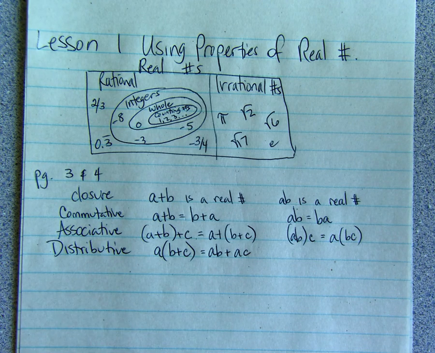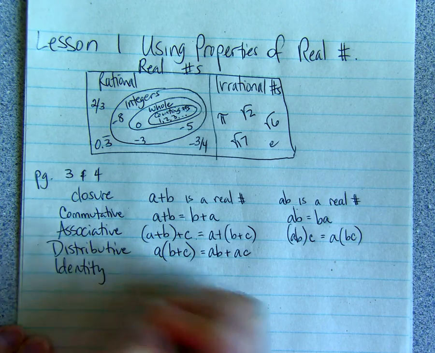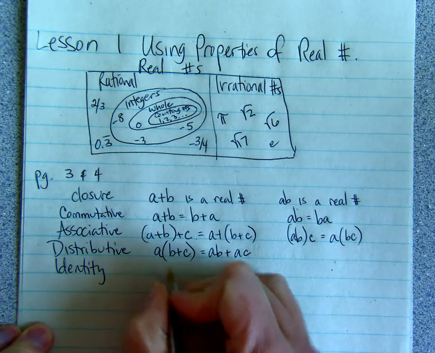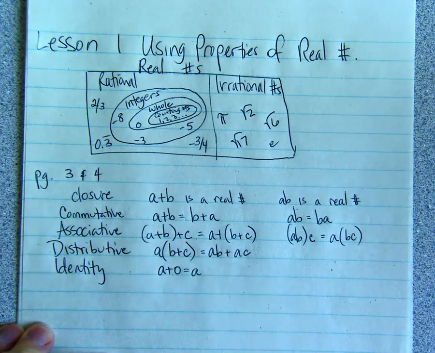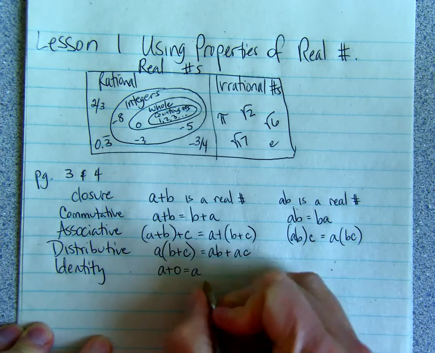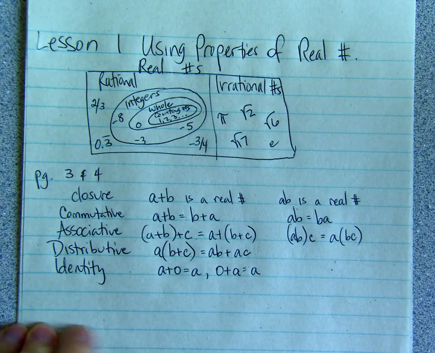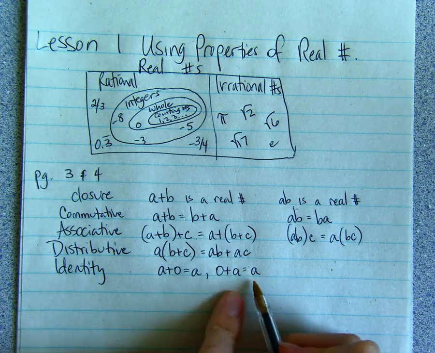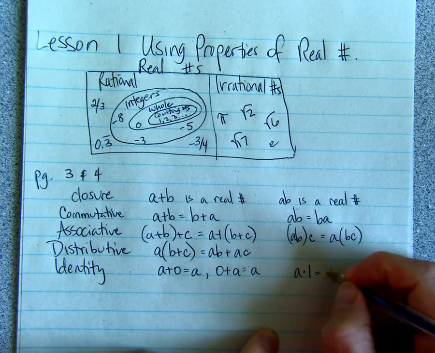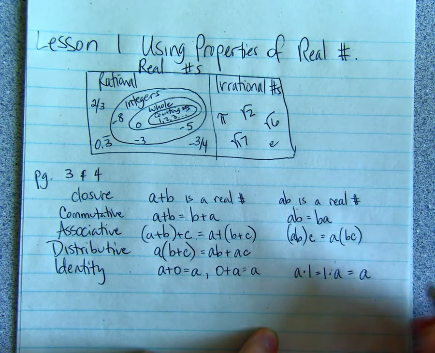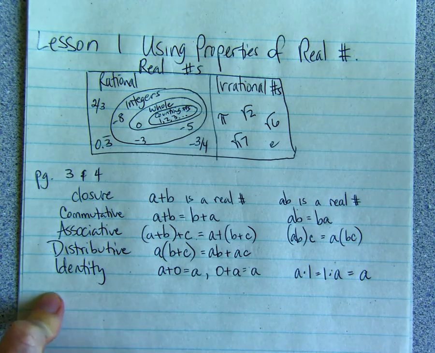There's a couple other properties. One is called the identity property. For addition, that's just if you add 0 to any number, you get that number again. Or if you switch the order, it doesn't matter. The identity property for multiplication is we multiply by 1 to get that same number. So identity is where it keeps the same identity. We add 0 or we multiply by 1.